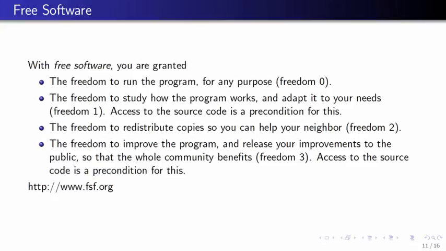Freedom 2 is the freedom to redistribute copies, so you can help your neighbor. The idea is that you can give copies to other people, you can sell copies, you can do whatever you want with it. And lastly, freedom 3 is the freedom to improve the program and release your improvements to the public so the whole community benefits. When people make changes to the program, they can release them to the public so that everyone gets those changes.